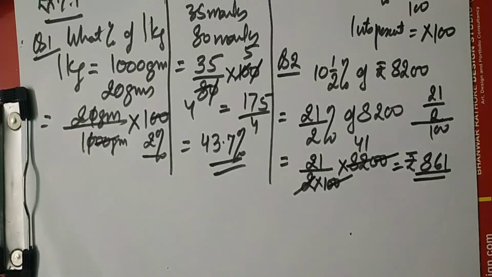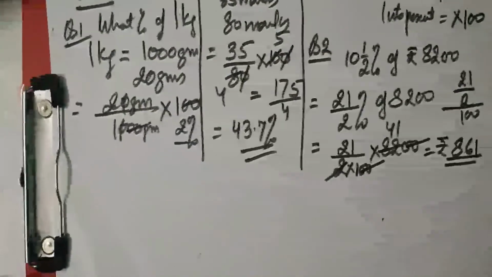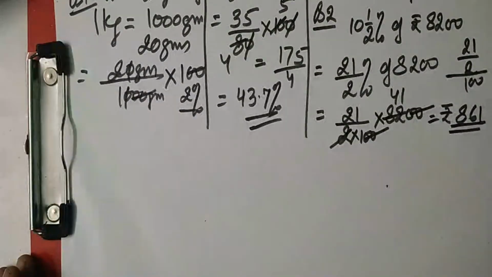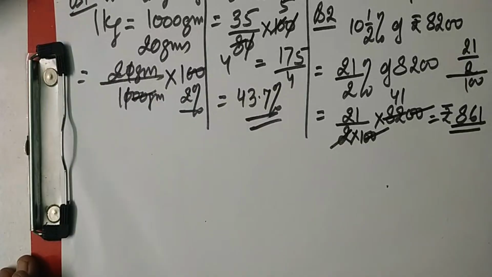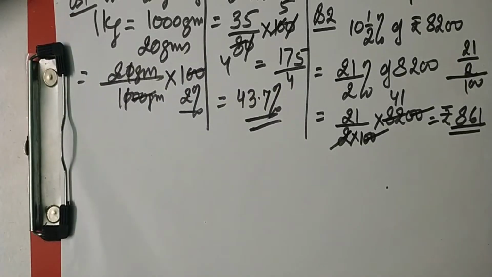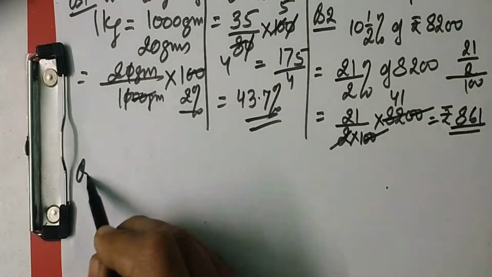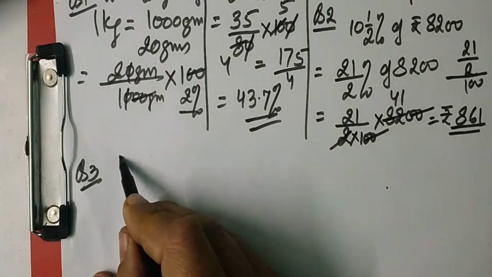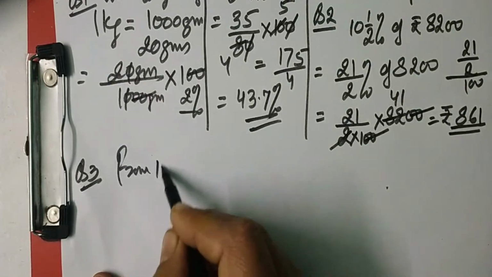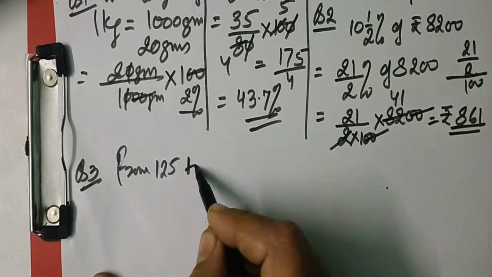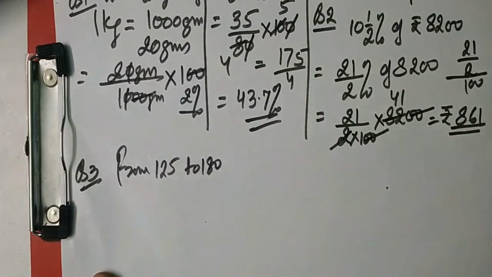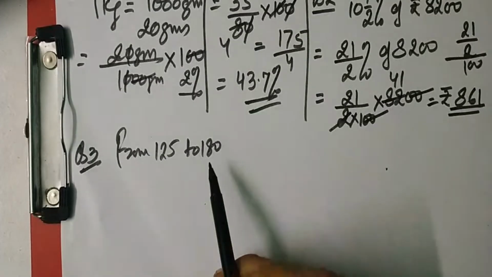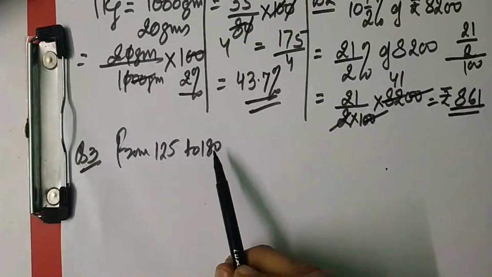So the problem in the questions is that all the questions are different. Question number 3. In question 3, keep your book with you and then you will see and understand also. Question number 3 says a number is increased from 125 to 180. How much is the increase in percent? So you are increasing a number from 125 to 180.